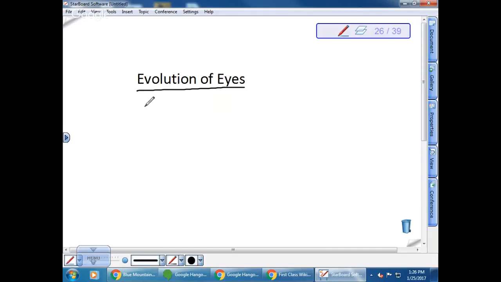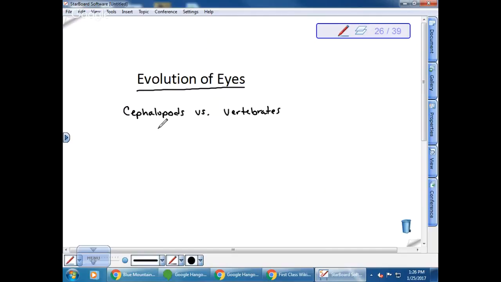Okay, so let's take a look at the evolution of eyes. And what I want to compare it to is the cephalopods versus vertebrates. So this would be like the eye of an octopus versus like the eye of a tuna, right? So a tuna is a fish, it's a vertebrate.